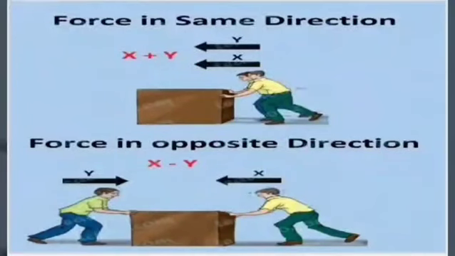So students, in this picture you can see if two forces x and y act in the same direction, then the resultant force will be x plus y, the sum of these two forces. And if forces act in opposite directions, like x and y applied in opposite directions, then the resultant force will be equal to the difference between these two forces, x minus y. In this way, we can calculate the resultant force applied on the object.